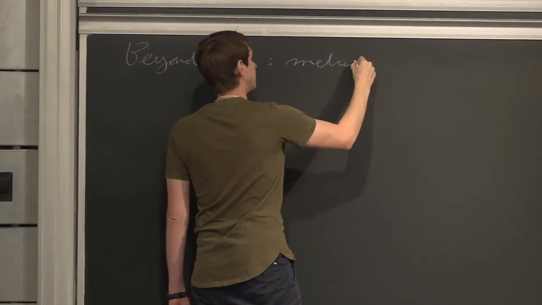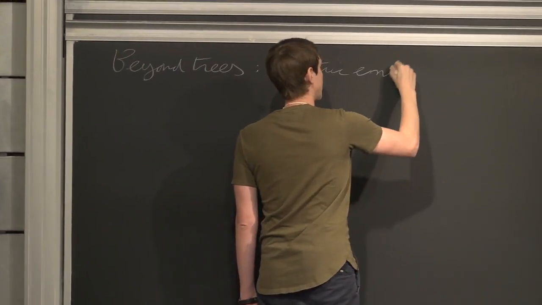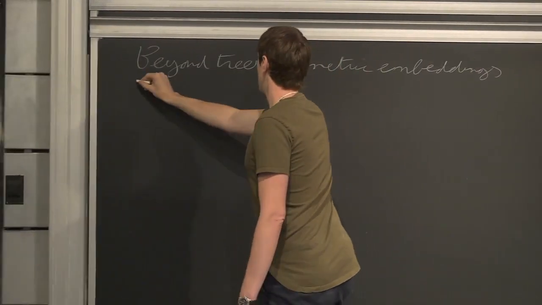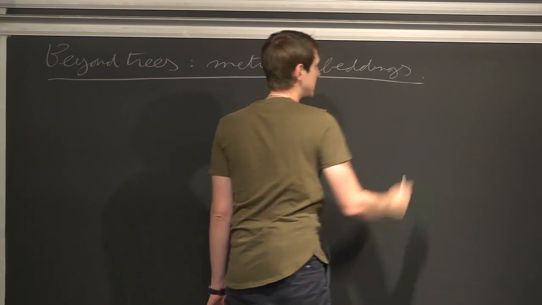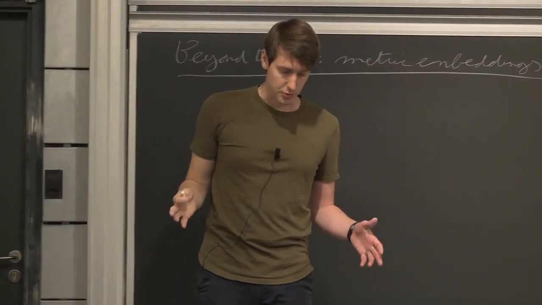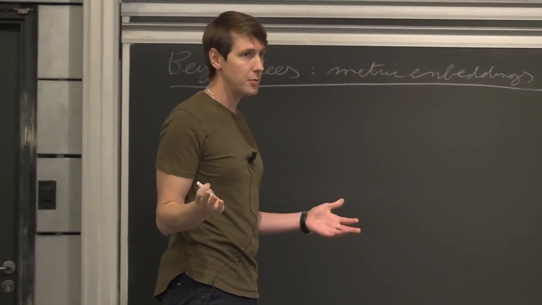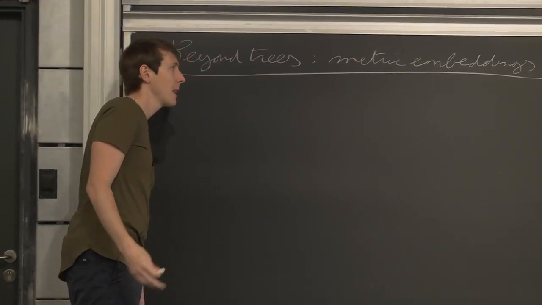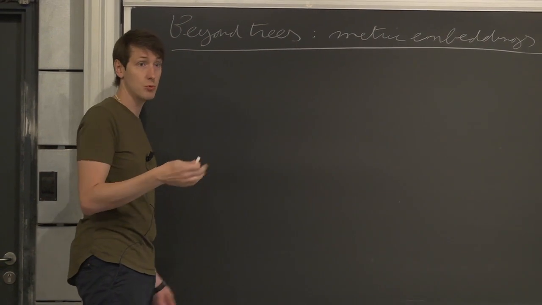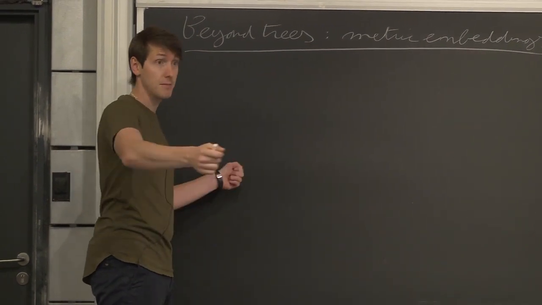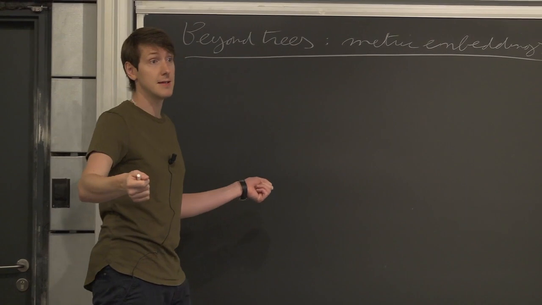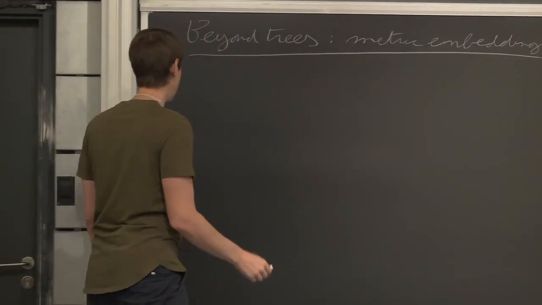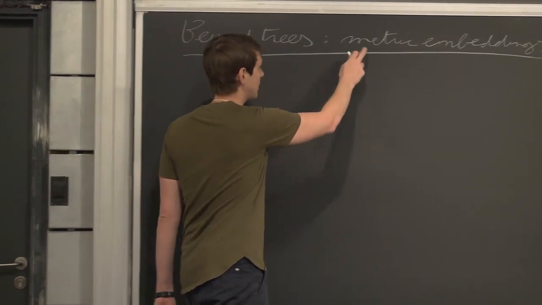Metric embeddings. Okay, so you remember the situation is that if the metric is a tree, then we can run mirror descent on it, and we get a competitive ratio of depth times log n. And the question is how to go beyond that, how to work, for instance, let's say on a line. If your graph is just a line, then the depth is n. So you don't get anything out of this argument. So we're going to talk about metric embedding.